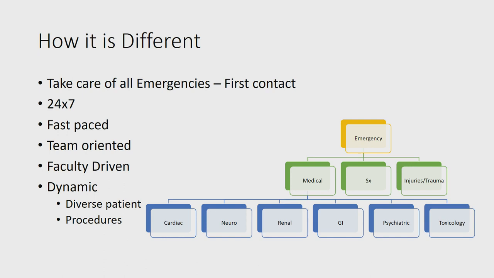It includes the care of all patients without regard to specialty, whether surgical, medical or injuries. It deals with all emergencies: cardiac, neurological, renal, GI, psychiatric, toxicological, surgical specialties, as well as trauma emergencies. It is available 24/7. The care should be fast paced, team oriented, and faculty driven rather than resident driven, so that urgent decisions which cannot be taken by a resident can be taken by the faculty immediately, and the patient can be saved in time. And the most important is the dynamicity and diversity of the patients received in the department.